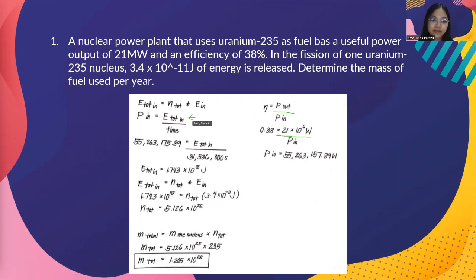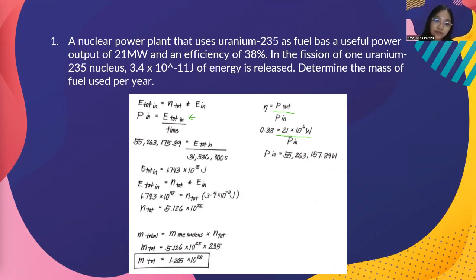Okay, so now that you have your P in, you substitute it back here. So your time is 1 year, which has 365 days, times 24 hours times 3,600 seconds, you get 31,536,000 seconds. So you calculate that and you will get your E total in as 1.743 times 10 to the power 15 joules. So now that we got our E total in, we can find our total number of nuclei.